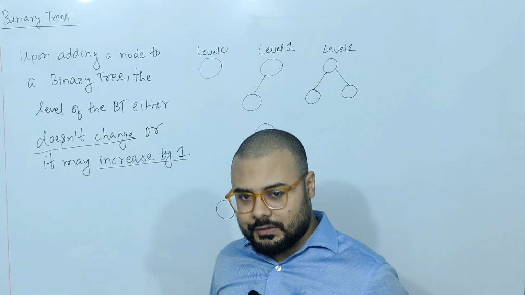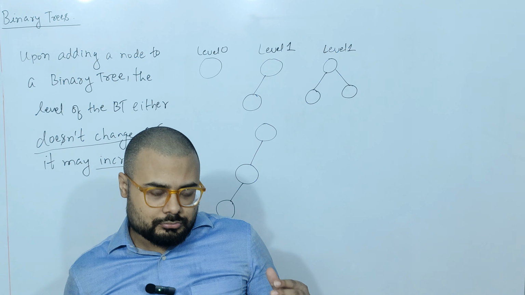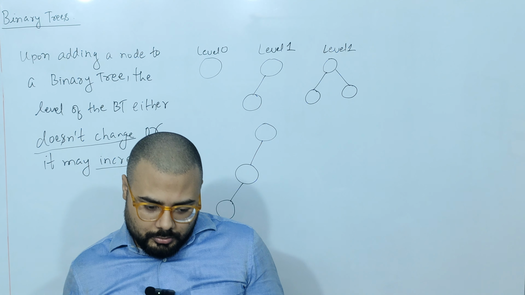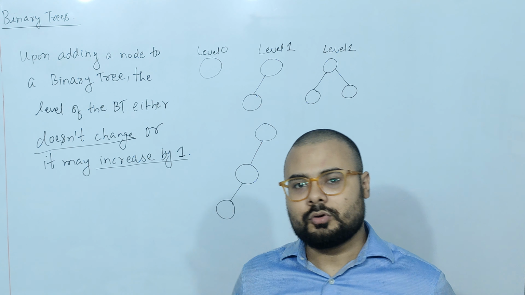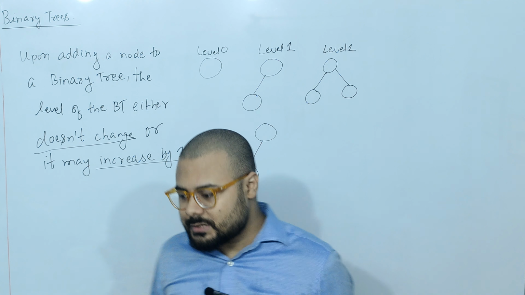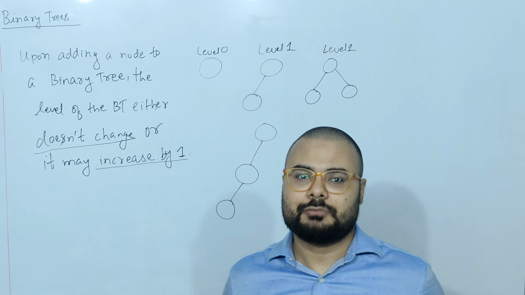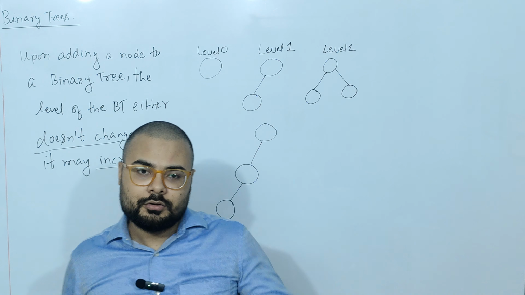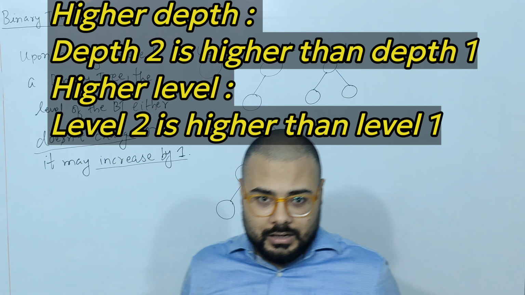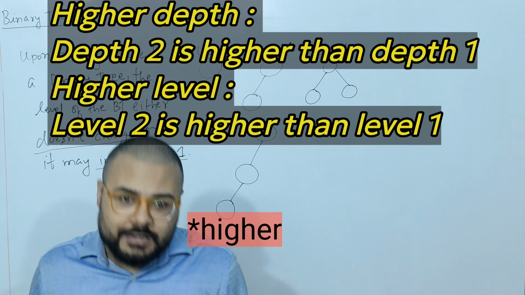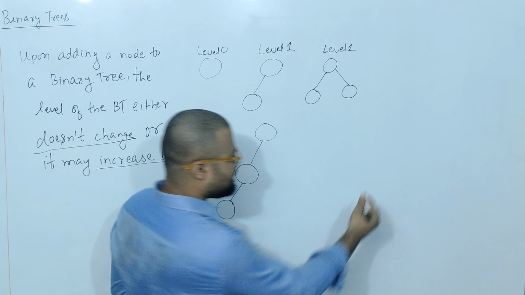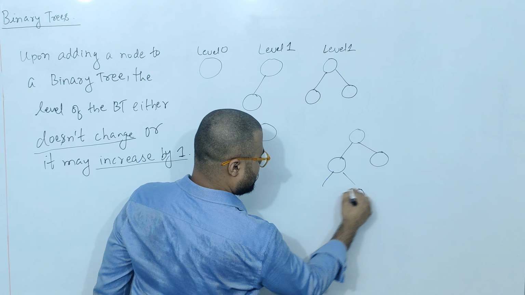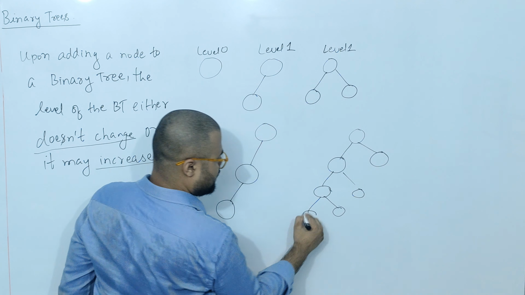It will not change if you add a node to any internal node, because the maximum depth is always going to be at one of the leaves. Okay, so I will take examples where I will show that maybe some internal nodes are at a much lower level than a leaf. For example, just look at this.